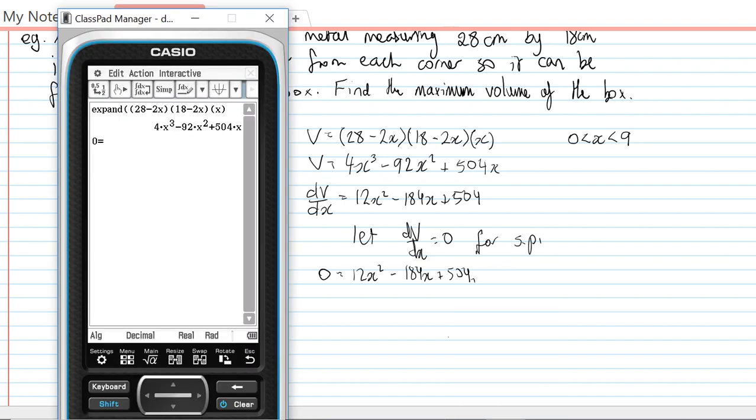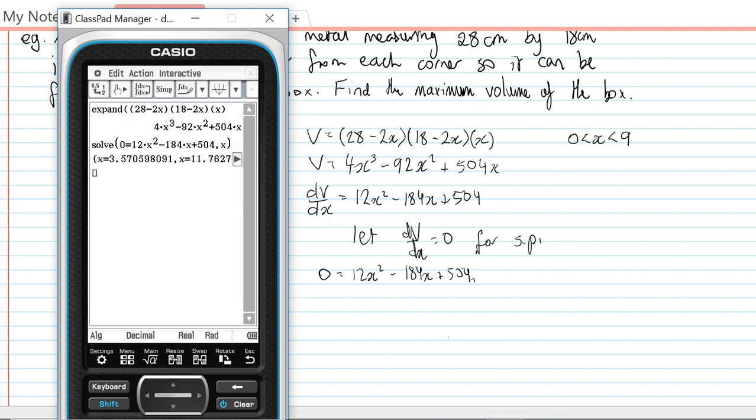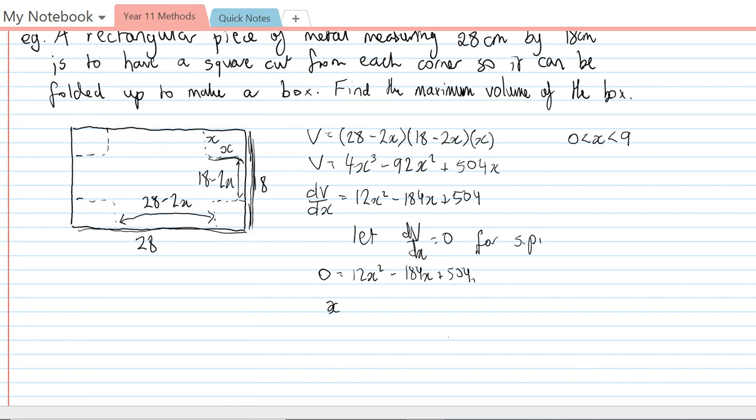So 0 equals 12x squared minus 184x plus 504. And then I'll just highlight that and go up to interactive equation solving for x. So that's alright. So x equals 3.57. x also equals 11.76. Let me just write these down. So x equals 3.57 and 11.76, I think it was.